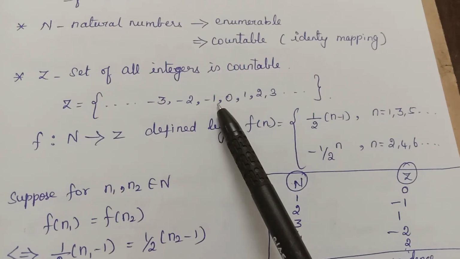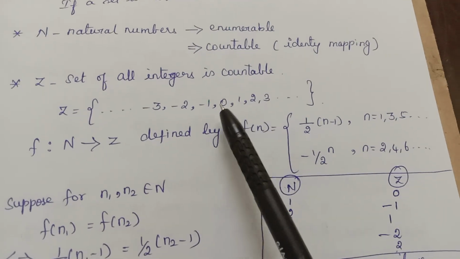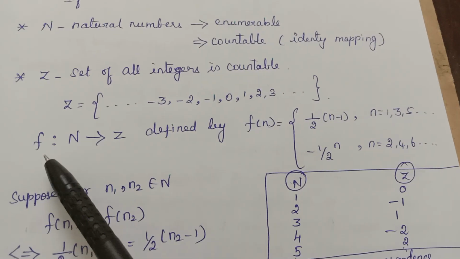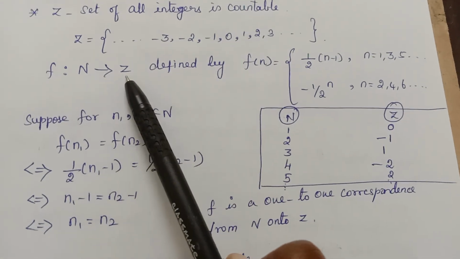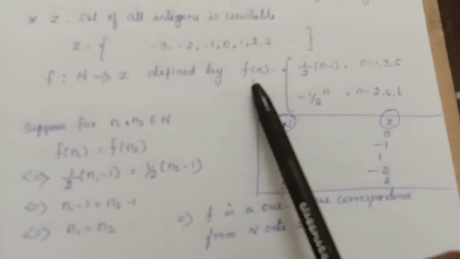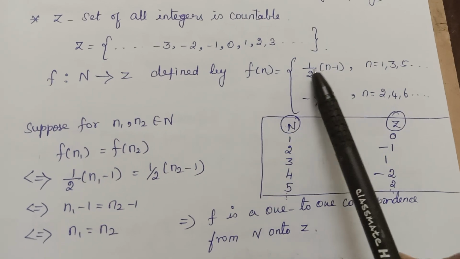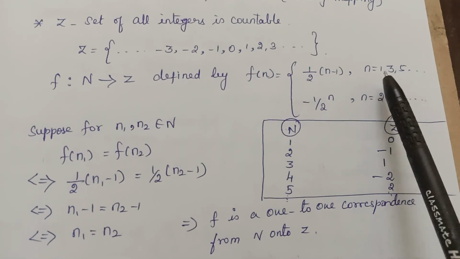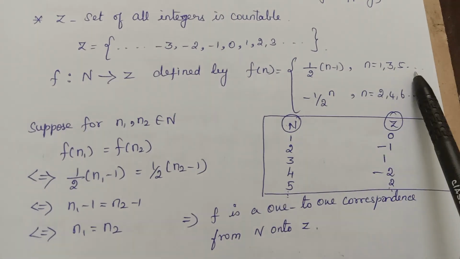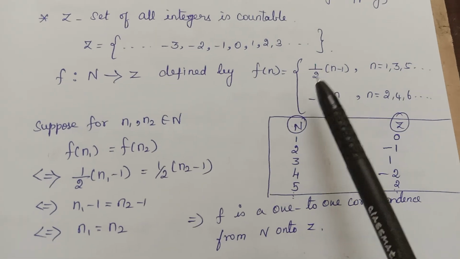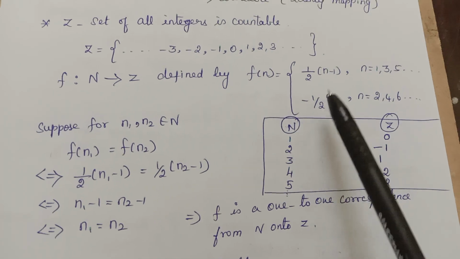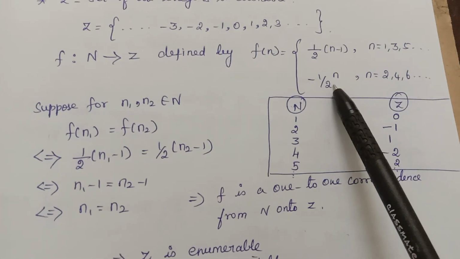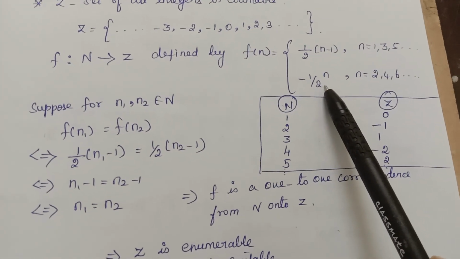I have to prove this is enumerable. For proving it is enumerable, I have to establish a one-to-one correspondence from N, the natural numbers, to Z. So for that I am defining a map like this. Let f(n) = (1/2)(n − 1) for n = 1, 3, 5, that is, for odd values of n. For even values of n, the definition is −n/2. This will give you a one-to-one correspondence.